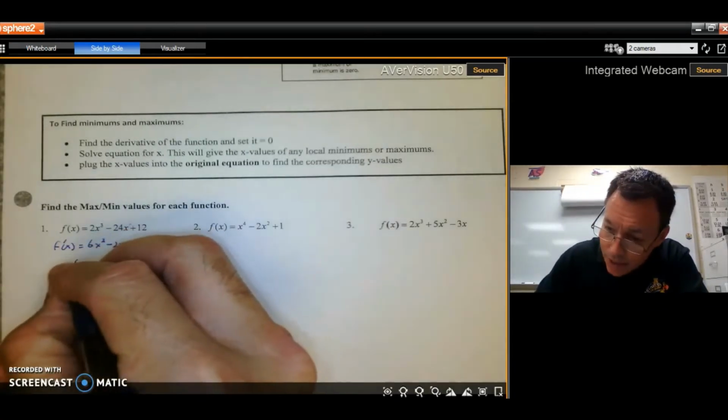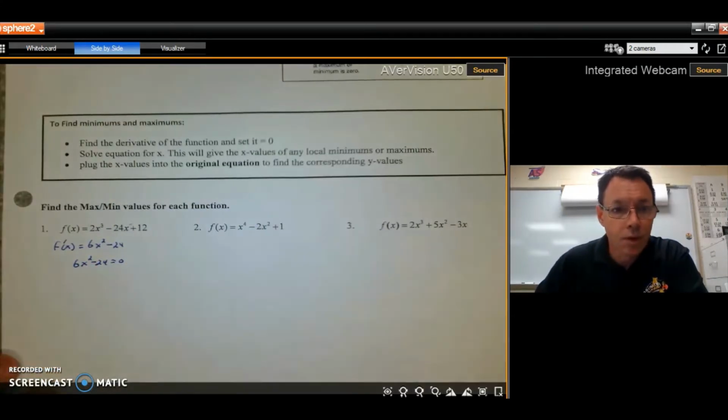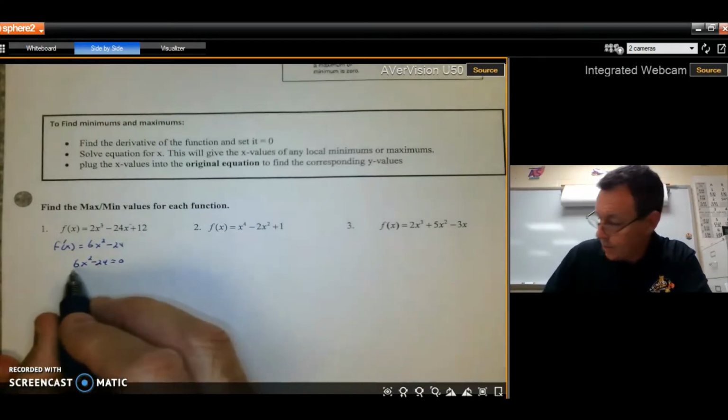So we are going to set this equation equal to 0, and we're going to solve it. Well, the first thing I'm going to do is I'm going to factor out this 6.